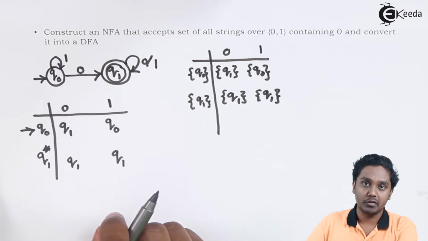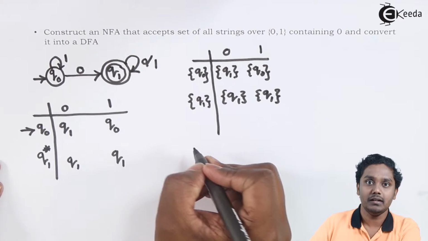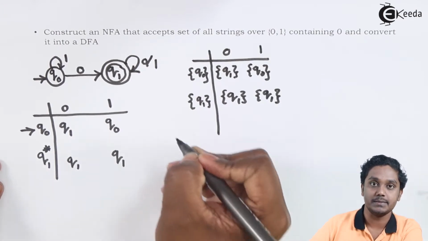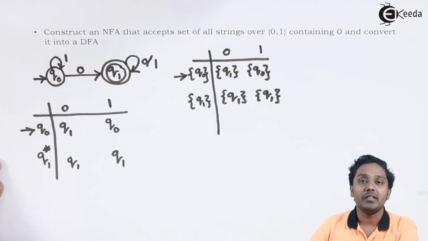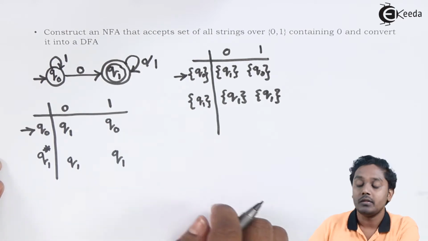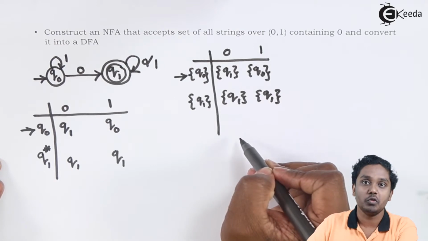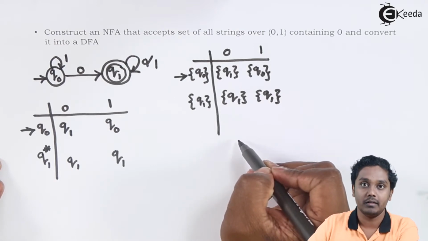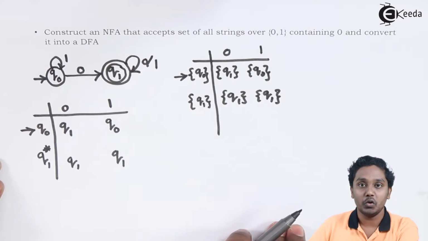Let us try to draw the transition table for the given DFA. Now Q0 is the initial state, so we mark Q0 with the initial symbol. Q0 has a transition to Q1 on symbol 0 and has a transition to Q0 itself on 1. Similarly, Q1 has a transition to Q1 on both symbols 0 and 1. As no dead states are required, we are not including any dead state.